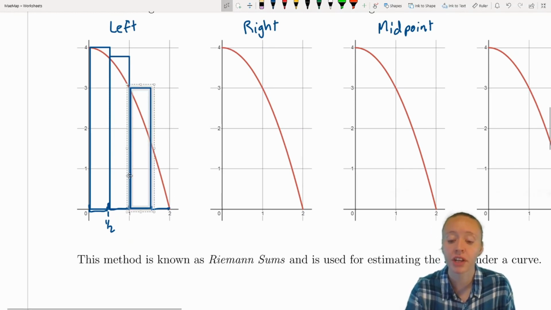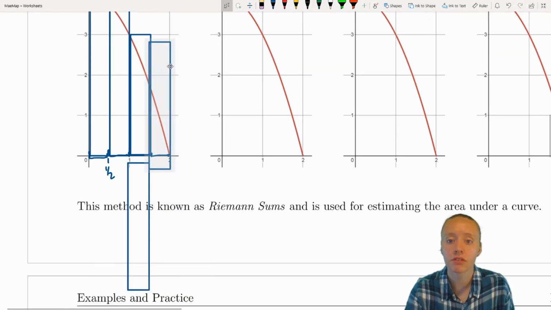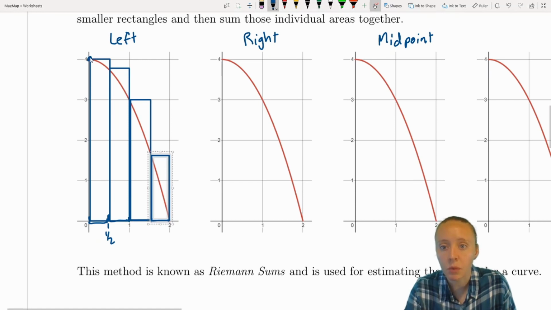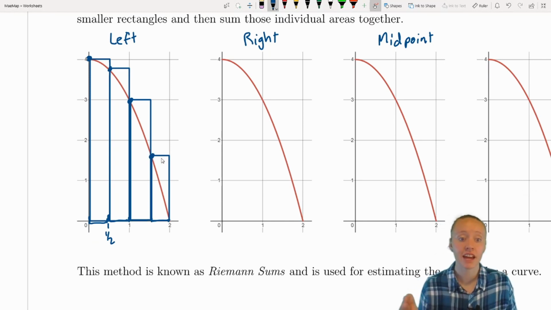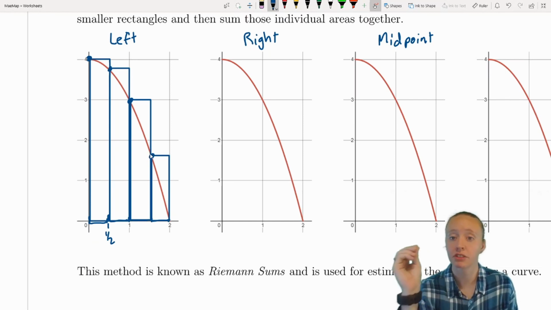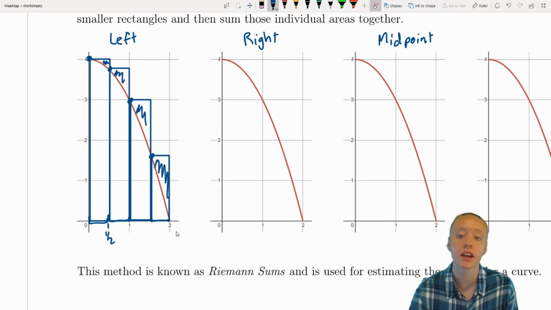So far I have 3 rectangles. I need 1 more rectangle to get a total of 4. And there we have it. You can see exactly where my rectangles intersect the function, and it's at that leftmost point. You can see that in this case, with my function sloping down, doing that left Riemann sum estimate, my area is going to have a little bit of extra. I'm going to actually overestimate my area.